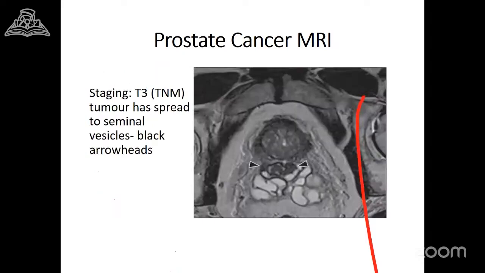Another example, the findings are consistent with T3 stage disease in the TNM system. As you can see, there is extracapsular extension of the tumor with invasion into the seminal vesicles, which are indicated by the black arrowhead.